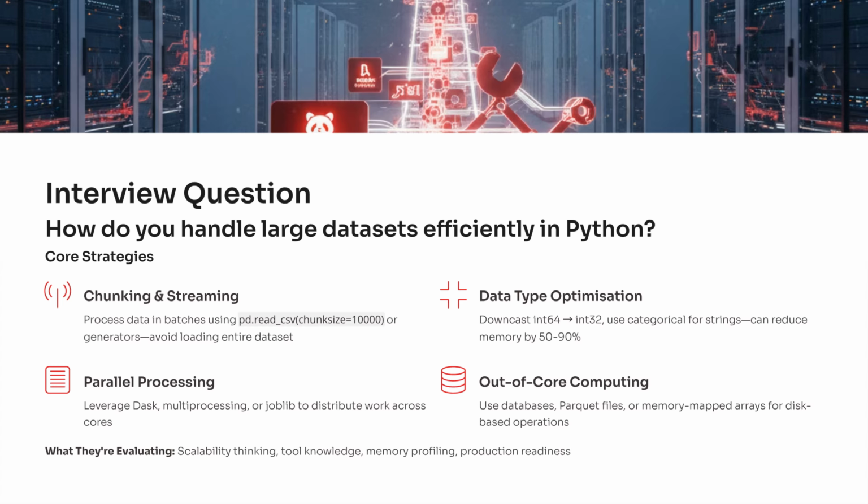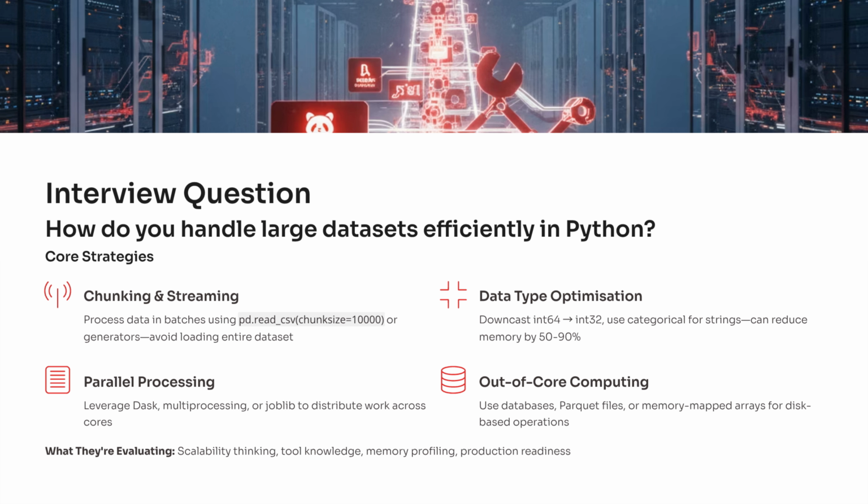Then, there's parallel processing, using libraries like Dask, multiprocessing, or joblib to split your workload across multiple CPU cores. This is great when you're cleaning or transforming independent data chunks. And finally, out-of-core computing. That's when you use disk-based tools like databases, Parquet files, or memory-mapped arrays, so Python processes data directly from storage, rather than keeping everything in RAM.